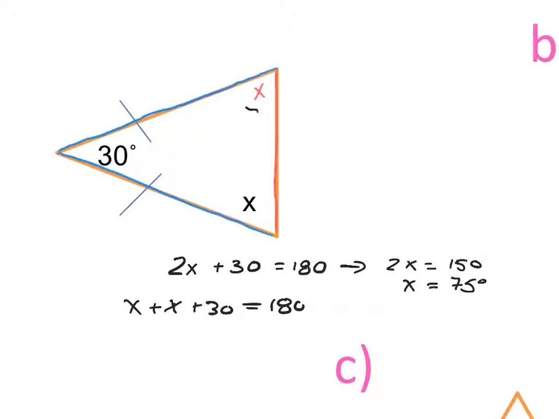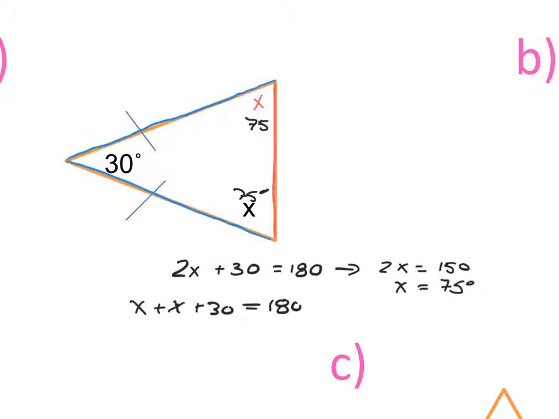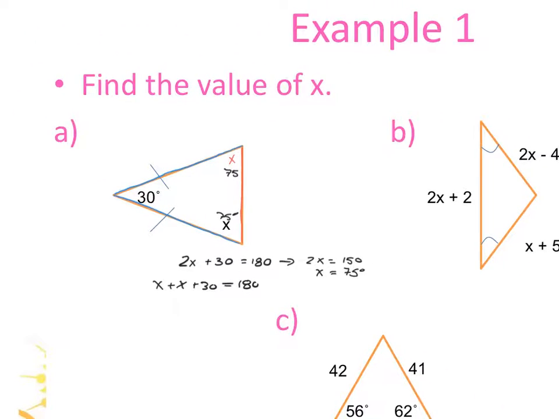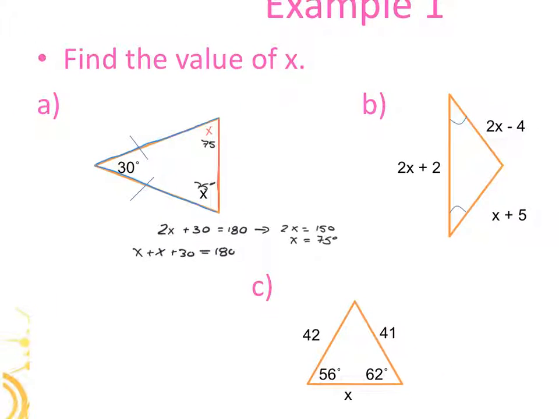That's 75, because the base angles are congruent in an isosceles triangle. We okay on that one? I don't think this is a terribly hard lesson, but you got to tell me if it's not.